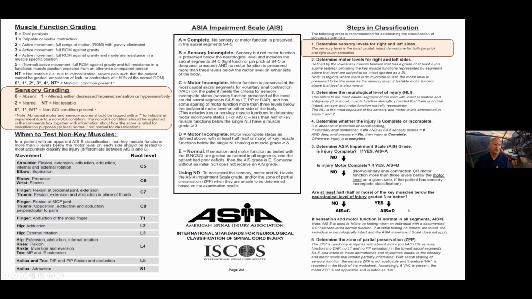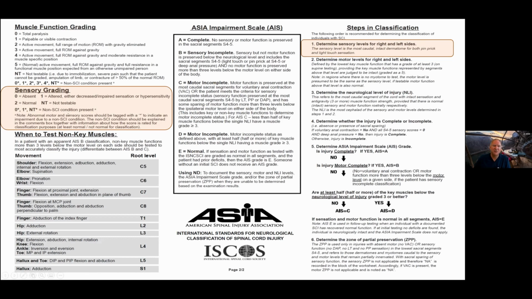So as we go through our sensory testing, remember that we'll score it basically 0, 1, 2, or not testable. 0 means that the person has sensory absent at that dermatome. A 1 is altered, and that can either be decreased or impaired, or it can be hypersensitive. And then 2 is normal relative to their cheek as we're going through there.